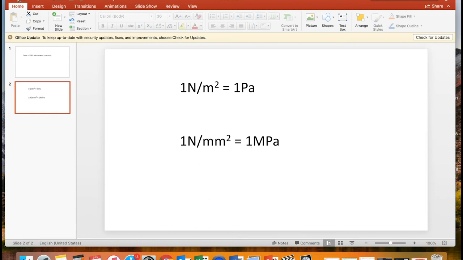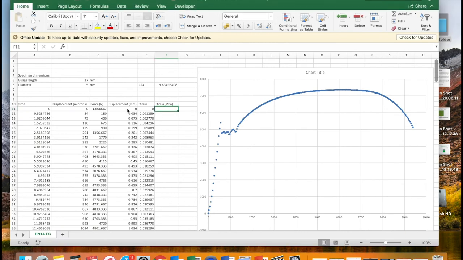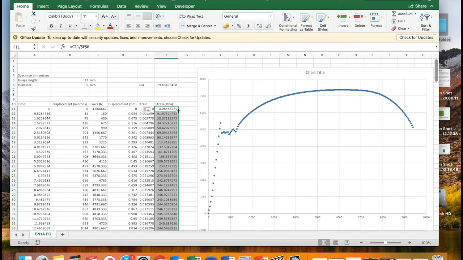Well, that's quite handy because our machine gives us force in newtons, and we have just figured out our cross-sectional area in millimeter squared. So 1 newton per millimeter squared equals 1 megapascal. So our stress is simply the force divided by our cross-sectional area. And again, we have to do the F4 business, and we get stress here.